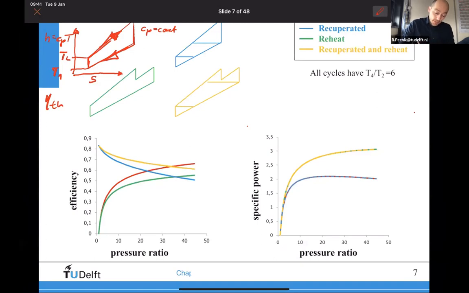On the other hand, you can see also here, this cycle has, depending on the pressure ratio, right? So the higher the pressure ratio, the higher the efficiency. And this cycle is the red cycle.